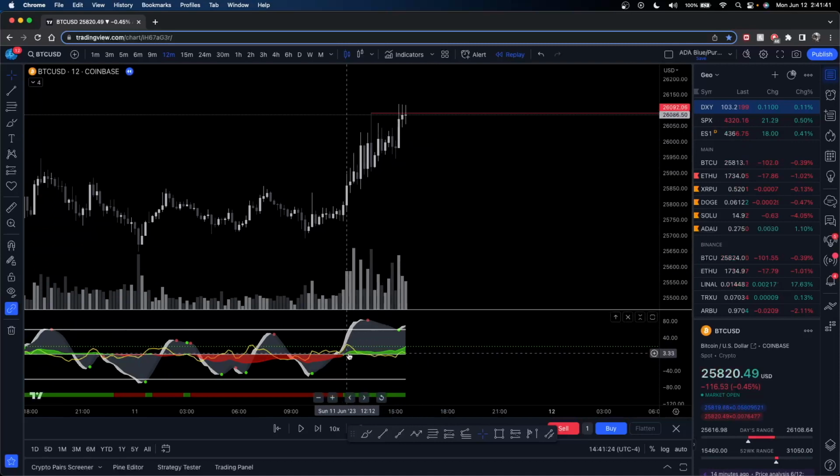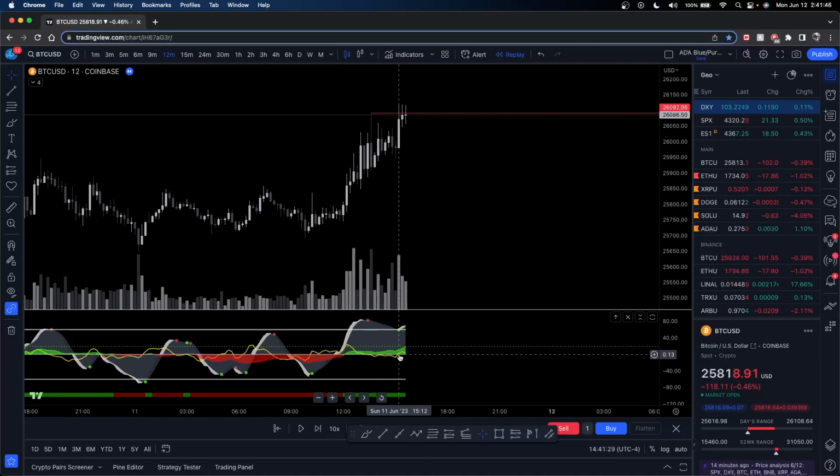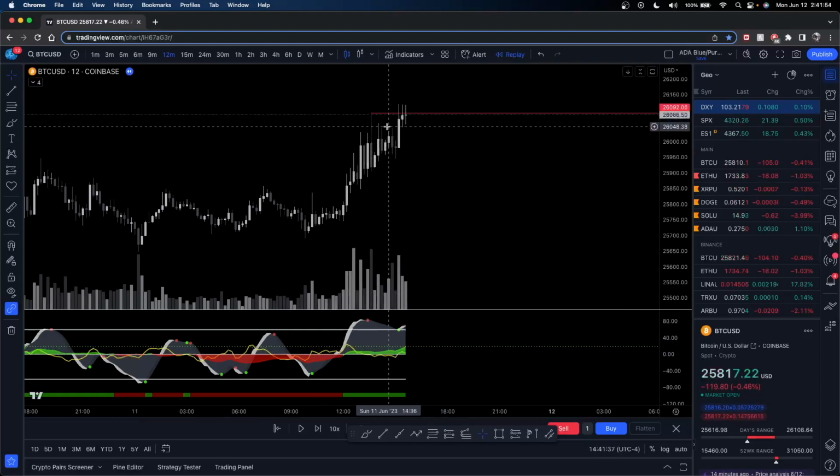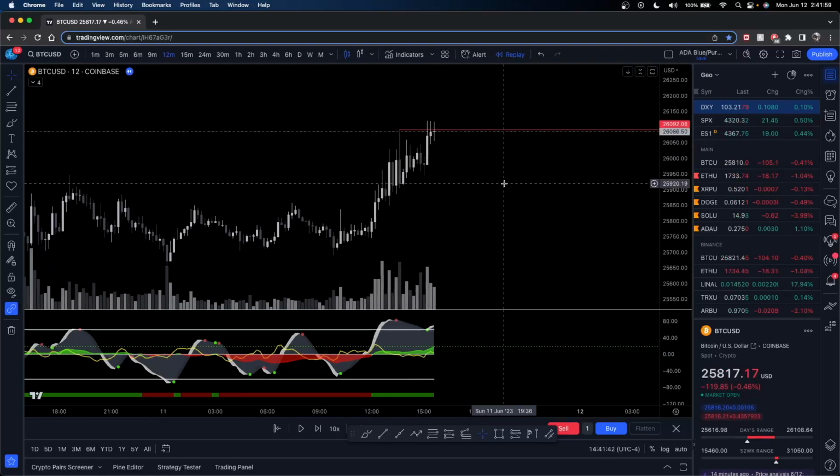And the way you're going to filter out which divergences you're going to pay attention to is your money flow. So here we have money flow increasing. You don't necessarily want to bet the farm that this is going to go all the way to the bottom. Now, there may be a trade here.